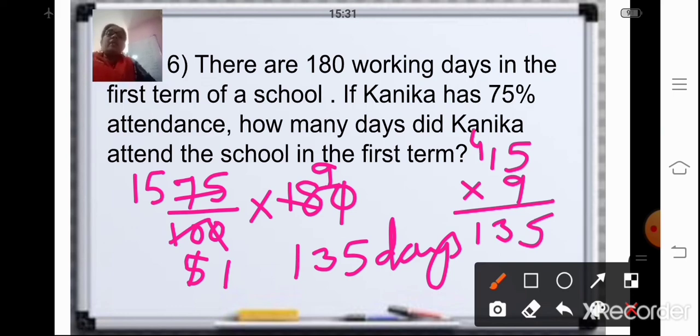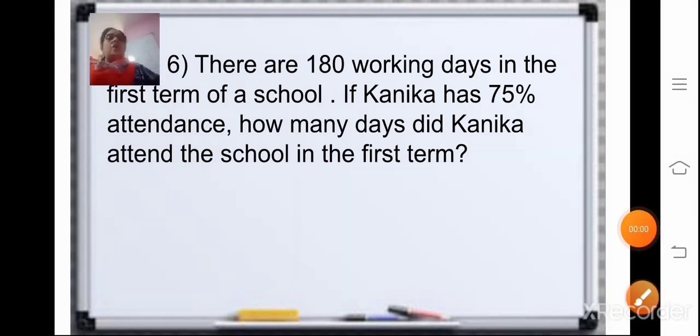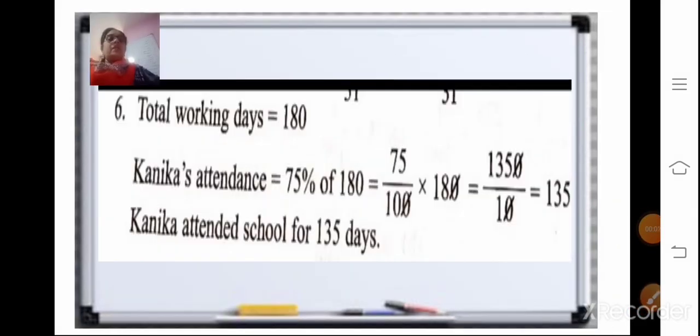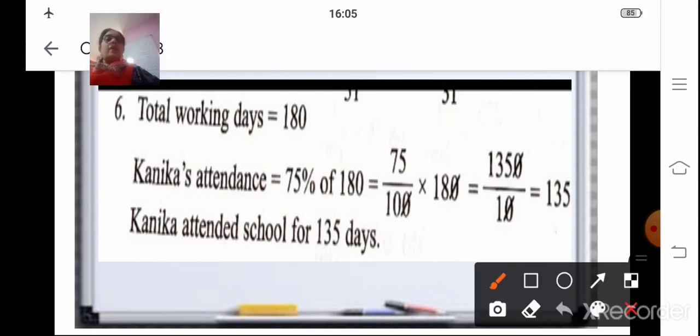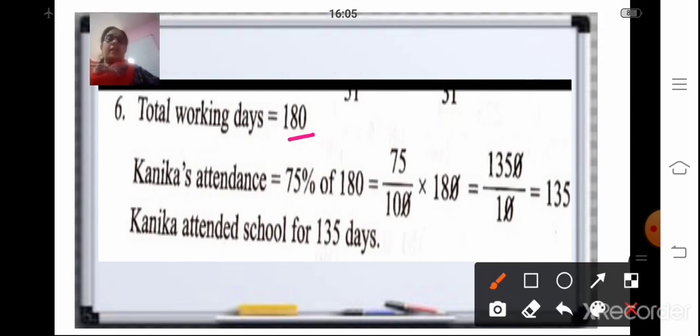Children, read the sum thoroughly so that you understand whether you have to find the value of the number or you have to just find the percentage. Let's see the working of the sum in the slide. Total number of working days is 180. So 75% attendance will be 75 upon 100 into 180. This 0 is cancelled here. 75 multiplied by 18 is 1350 divided by 10. Again you can cancel the 0, that will be 135 upon 1, which is 135 days. So Kanika attended school for 135 days.